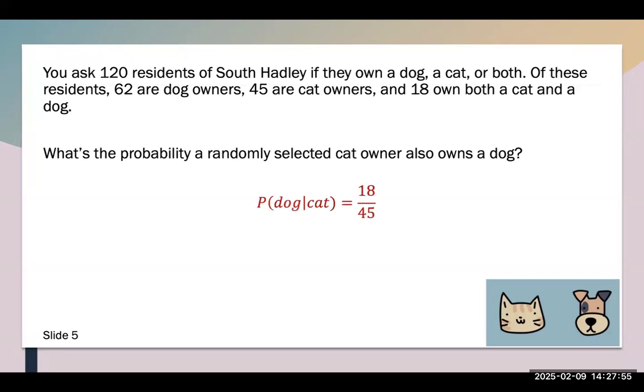Now I have some new notation. The line in between dog and cat means given. It says, what's the probability that the person has a dog given they have a cat? So we're assuming the word in back of the line is what we're assuming. They already have a cat. So given they have a cat, what's the probability they have a dog?